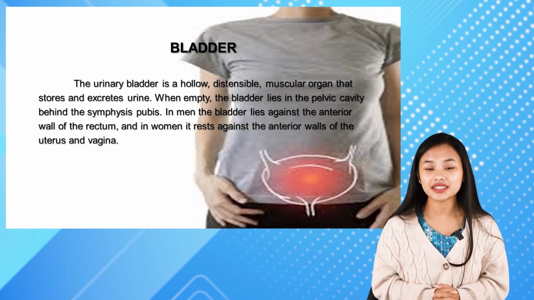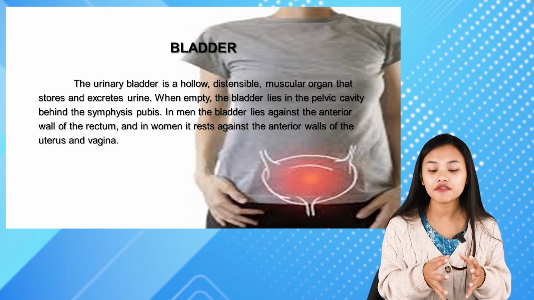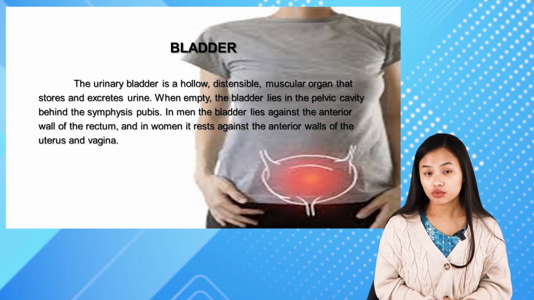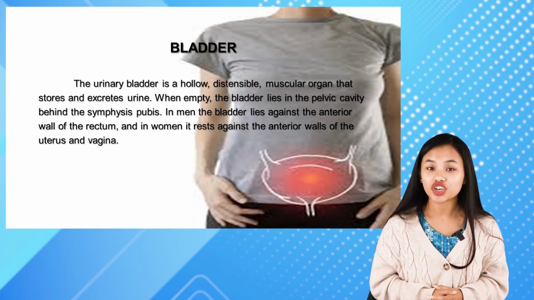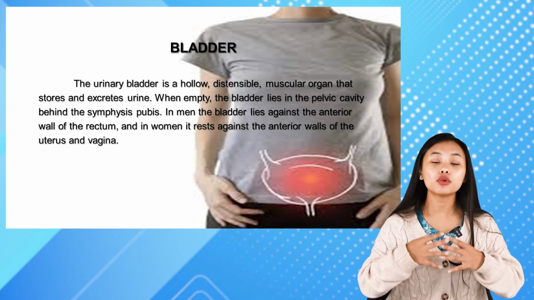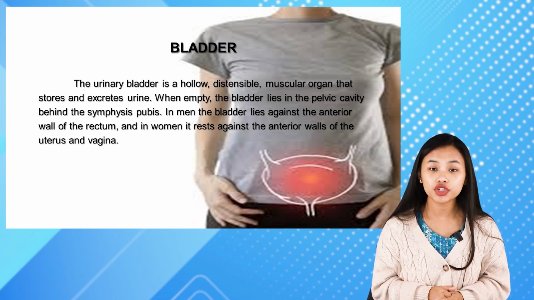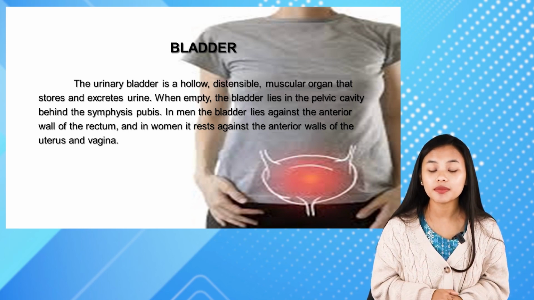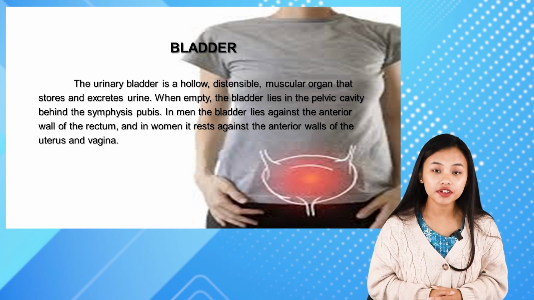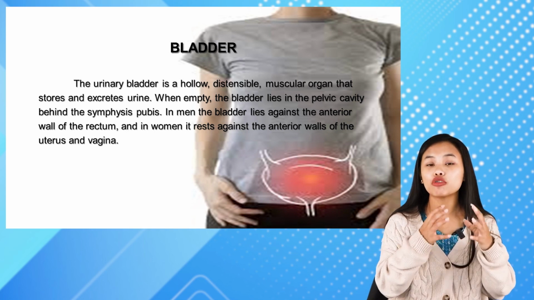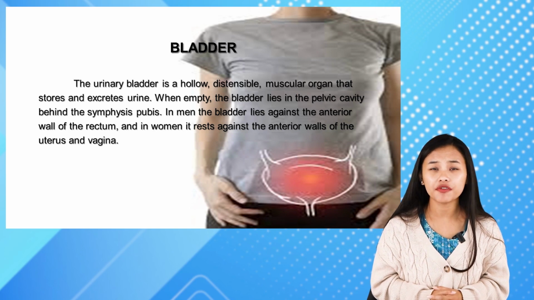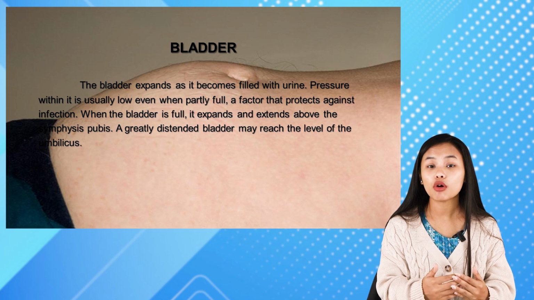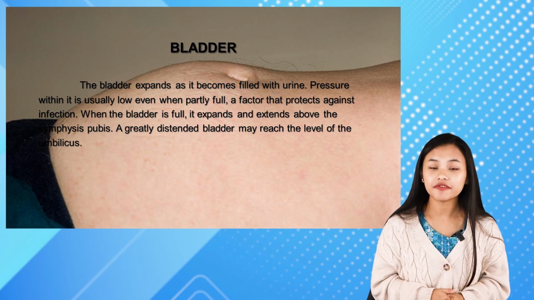So once this bladder is emptied, it lies in the pelvic cavity behind the symphysis pubis. It rests against the anterior wall of the uterus and the vagina. This bladder will only expand as it becomes filled with urine, and the pressure within it is usually low even when the bladder is partly filled, which is a factor that also protects against any type of infection. Once this bladder is full, it expands and also extends above the symphysis pubis.